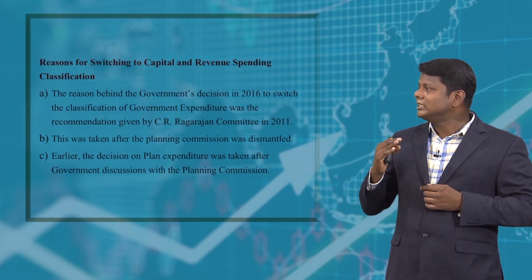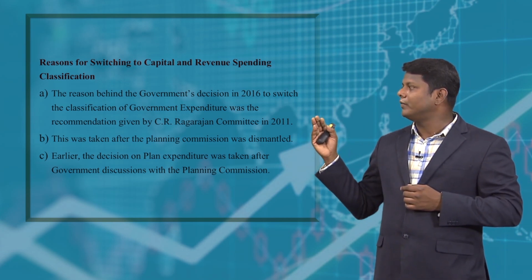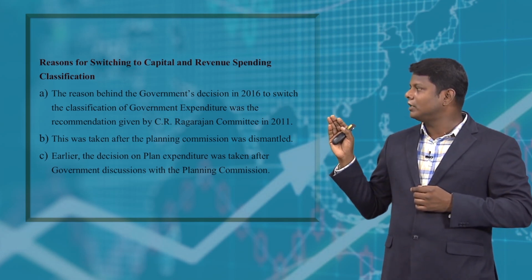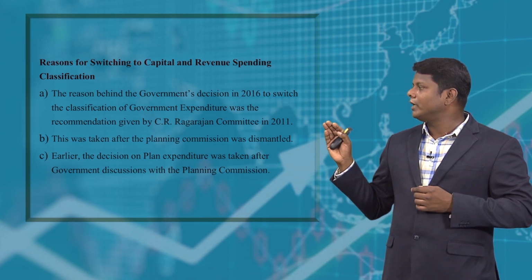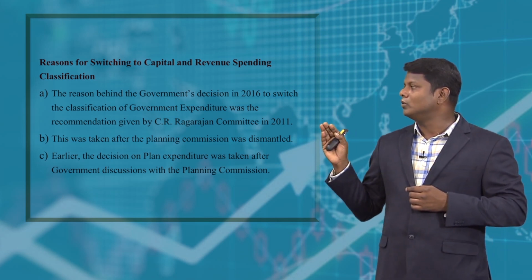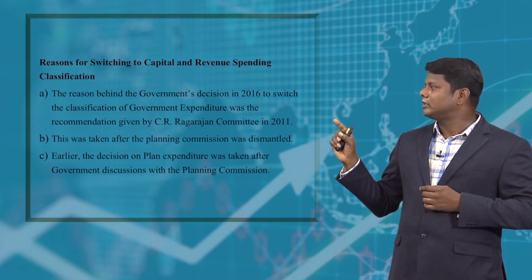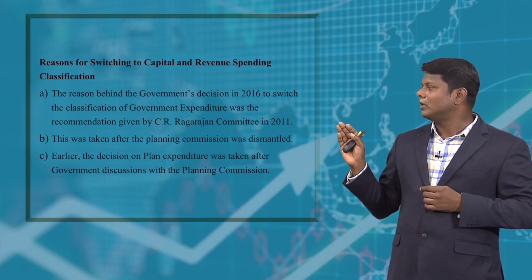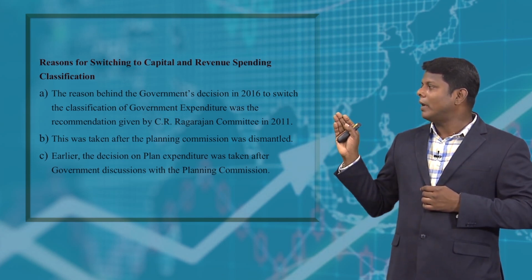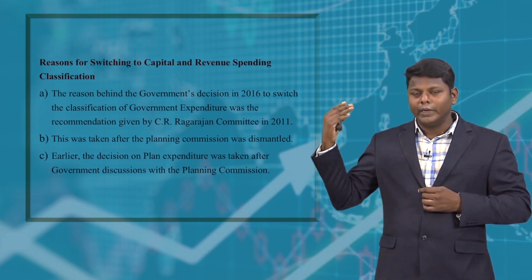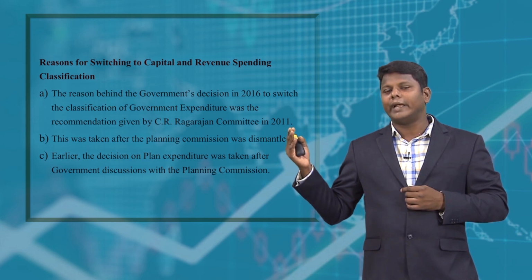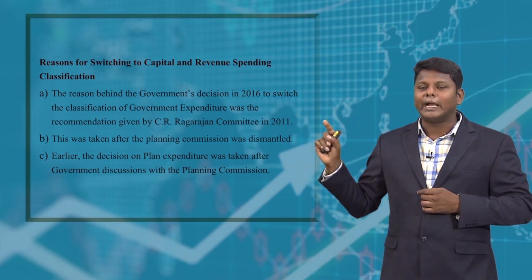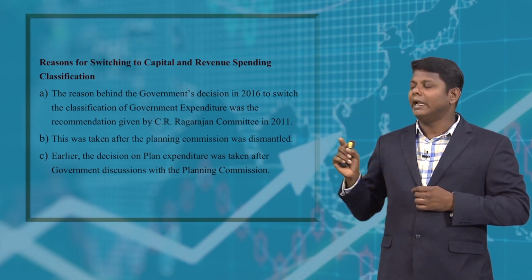What is the reason for switching to capital and revenue spending classification? The reason behind the government's decision in 2016 to switch the classification of government expenditure was the recommendation given by the C.R. Rangarajan committee in 2011. This was taken after the planning commission was dismantled. Earlier, the decision on plan expenditure was taken after government discussion with the planning commission. It was abolished in 2016. From 2017-18 they have come up with a new classification. The original reason was the recommendation by the C.R. Rangarajan committee in 2011.